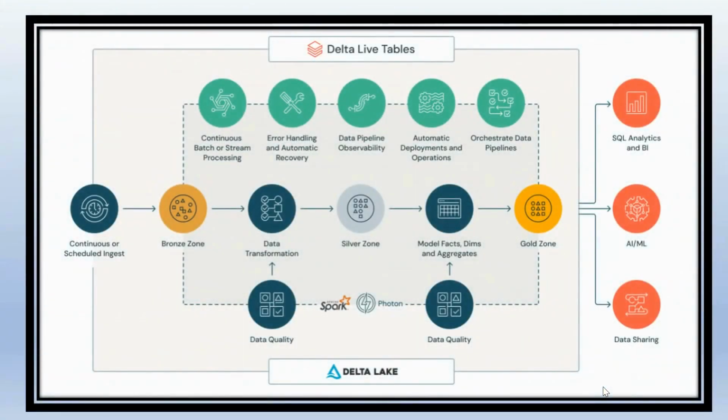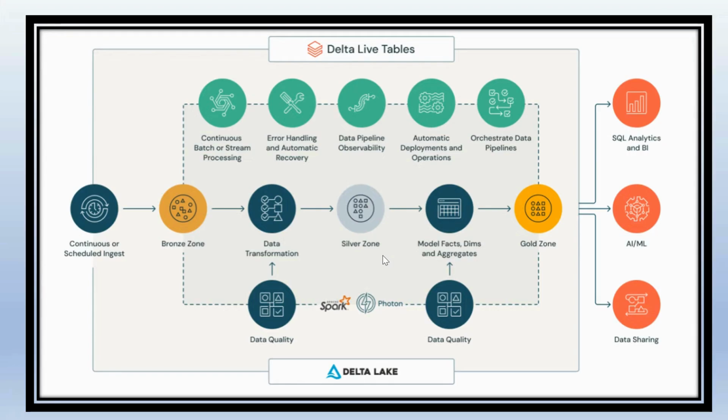So now let's see the DLT pipeline architecture. First of all, you are ingesting your data into your bronze layer. From the bronze layer, you will do some data transformation and ingest it into your silver layer. And from the silver layer, you will do some more transformation, some aggregation, some model facts, and load it into your gold layer. So this is the complete architecture when you are following an ETL process in Databricks.